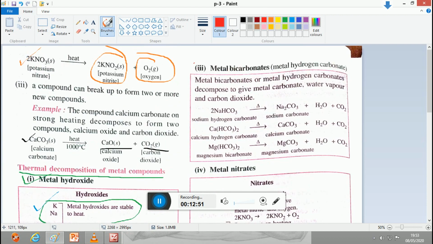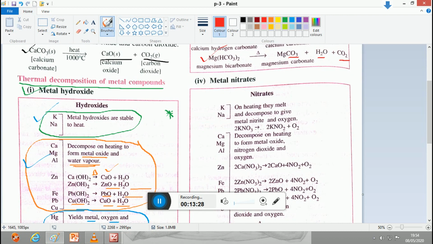Metal bicarbonates, or hydrogen carbonates, on thermal decomposition produce respective carbonates, carbon dioxide and water. Sodium hydrogen carbonate, sodium bicarbonate, produces sodium carbonate, water vapor and carbon dioxide. Similarly calcium bicarbonate on heating produces calcium carbonate, water vapor and carbon dioxide. Magnesium bicarbonate on heating also produces magnesium carbonate, water and carbon dioxide.